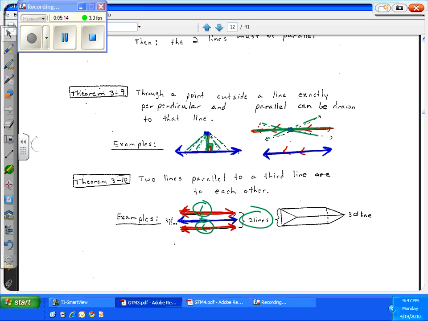Here's another example in 3D of two lines parallel to the same line. If this red line is parallel to the blue line and the other red line is parallel to the blue line, then we can conclude that the two red lines must be parallel to one another. Okay?